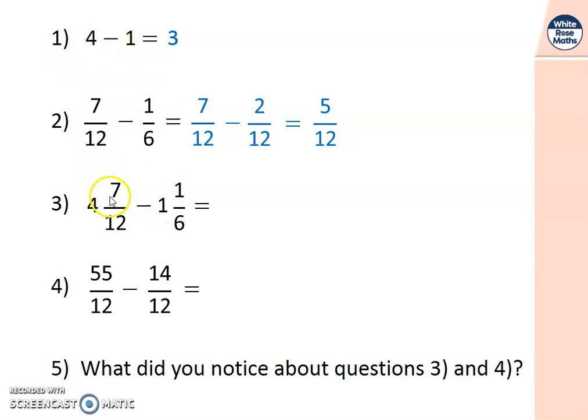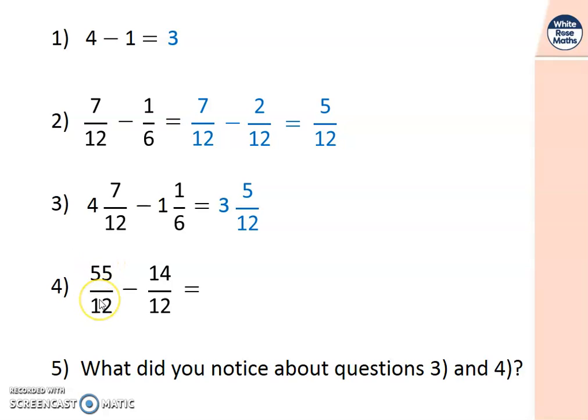And did you notice in number 3 that we've got 7/12 subtract 1/6? So we've combined these two to put them together here. So the answer must be 3 wholes and 5/12. Well done if you spotted that. Is there a link still to number 4?